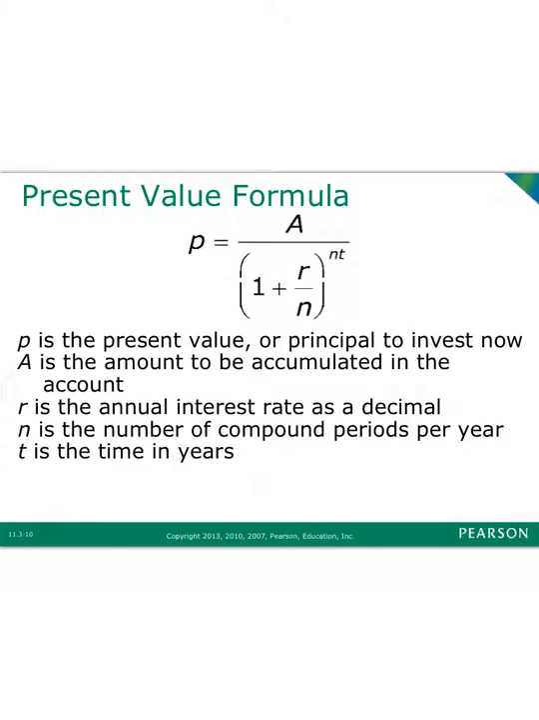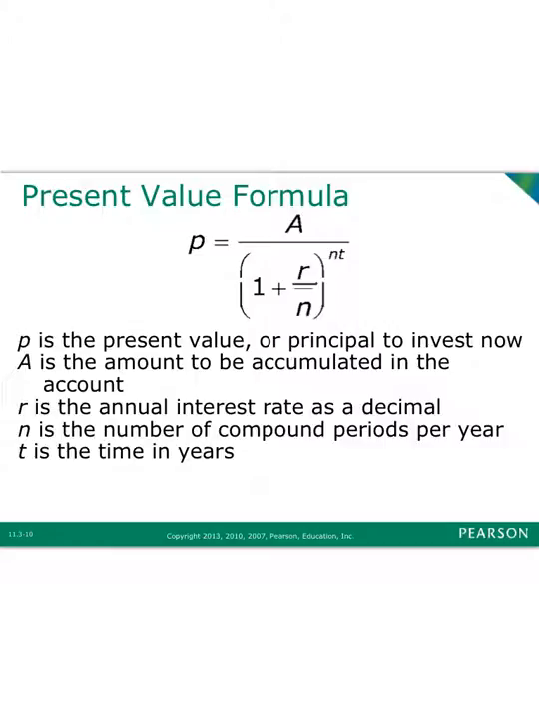Now we'll look at the present value formula. This formula comes from the same formula. We just divided both sides of the equation by 1 plus r over n raised to the nt. By the way, this should have a division symbol.